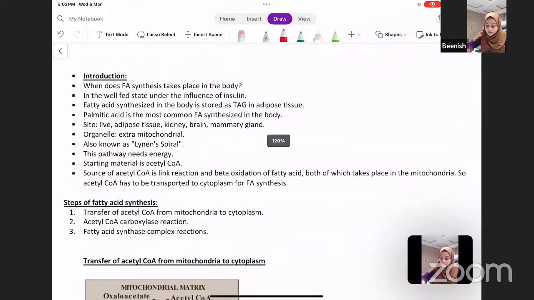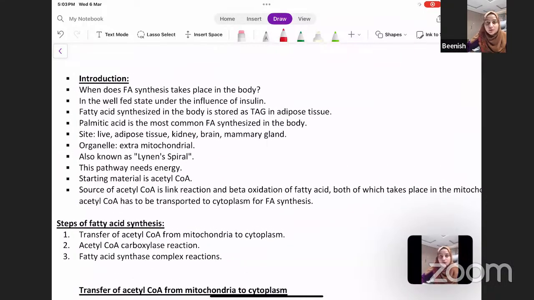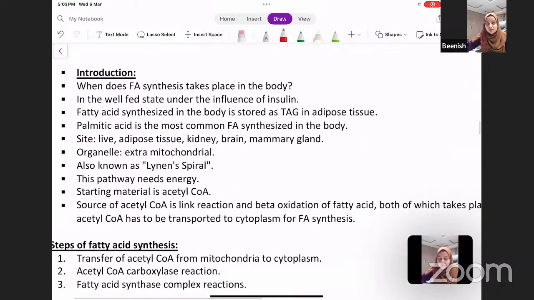Okay, so let's begin today's topic, which is fatty acid synthesis. Beginning with the introduction as usual: when does fatty acid synthesis take place in the body? It takes place in the well-fed state under the influence of insulin. Insulin is an anabolic hormone and the synthesis cycle is an anabolic process. So fatty acid synthesis takes place in the well-fed state under the effect of insulin.